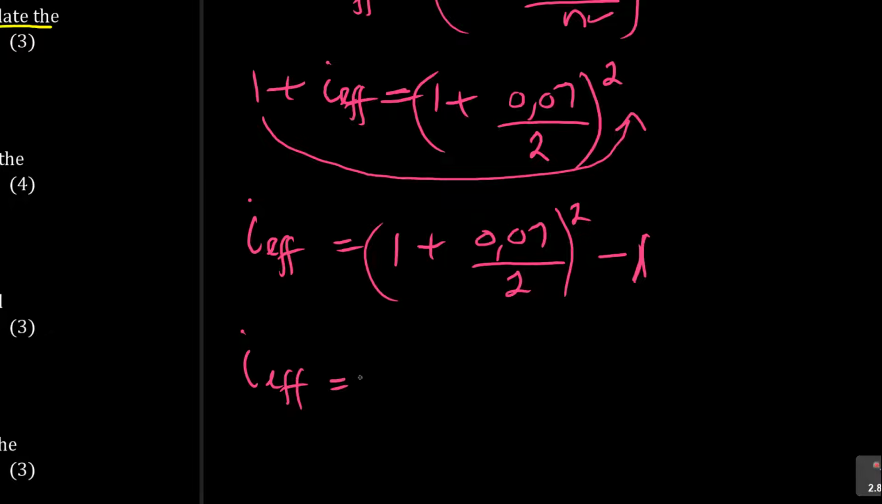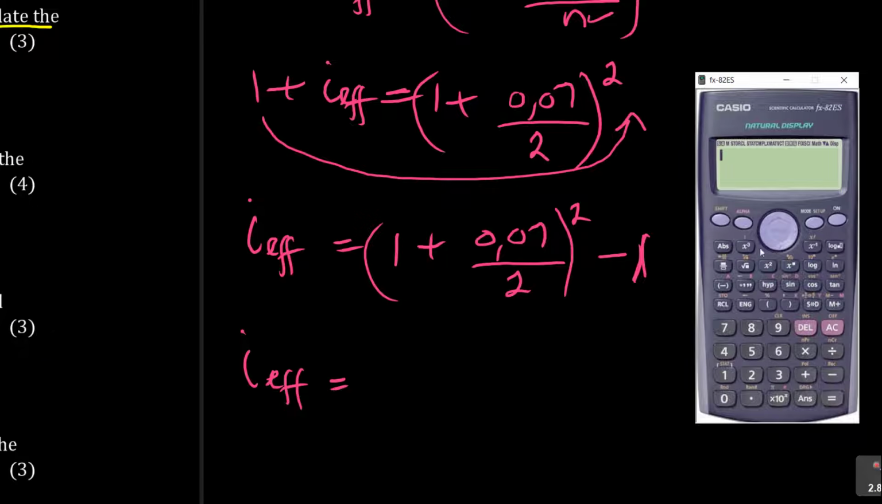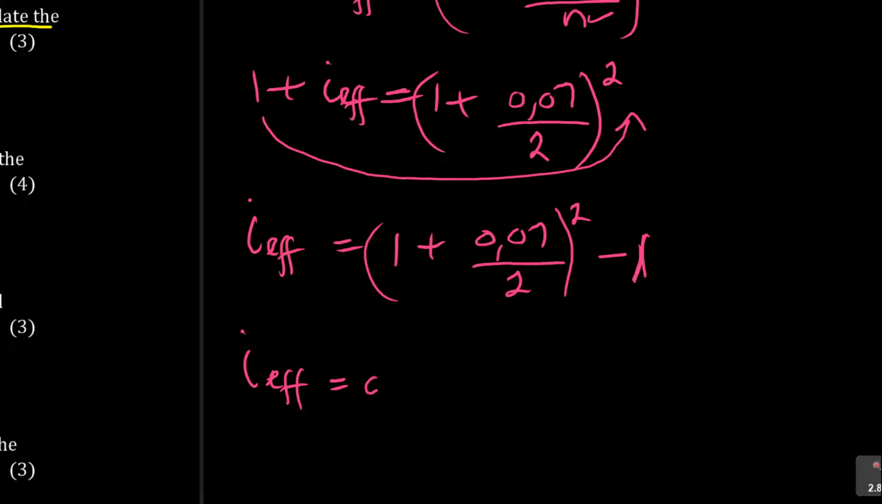And then after that, IEFF is equal to, then the calculator at this stage will help you to get the answer as a decimal. We are going to put it to 4 decimal places, remember. So it's 1 plus fraction 0.07 over 2 to the power 2, then minus 1. It will give you a decimal. Press S-D there. It is 0.0712. 4 decimal places. Shift, setup, 6, and I put it to what? To 4 decimal places. So I'm getting what? 0.0712.